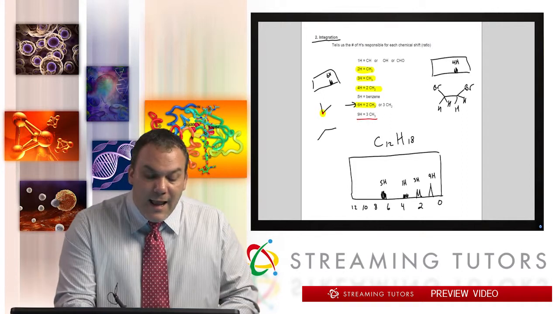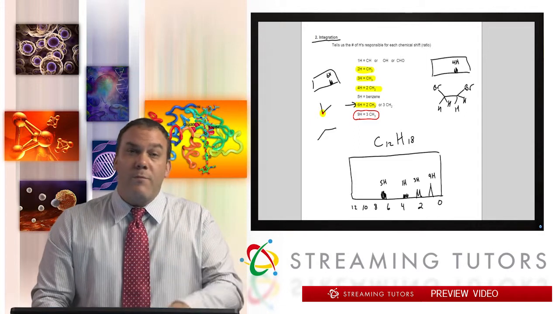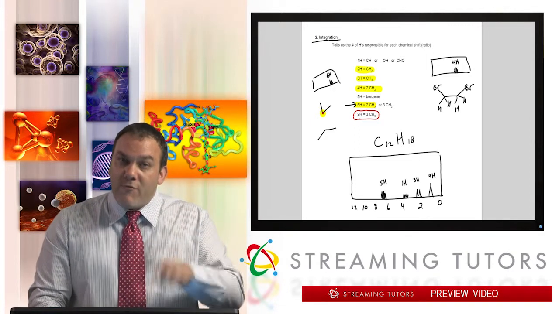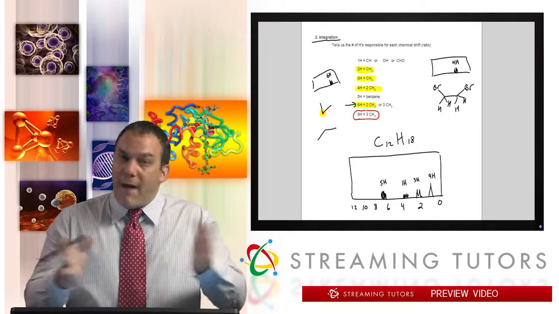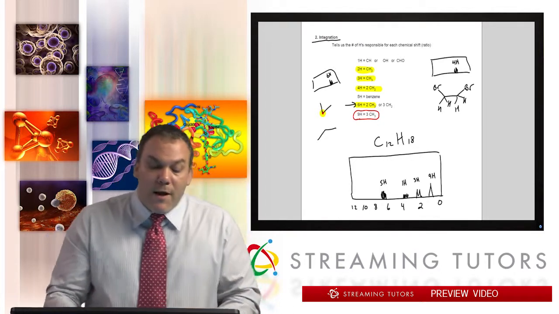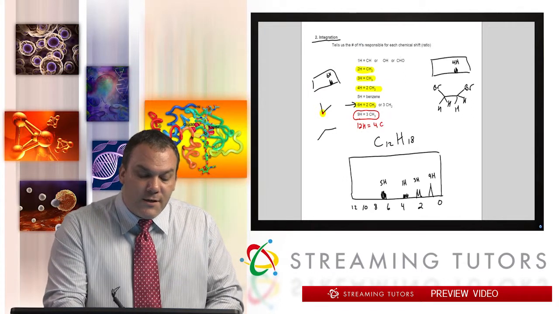Now, if you have 9 H's, it must be 3 CH3s. So 9 H's on one reading means that there are 3 methyls either touching the same carbon or somehow symmetrical across. So keep that in mind. You could also have 12 H's. If you have 12 H's, then that's 4 CH3s.